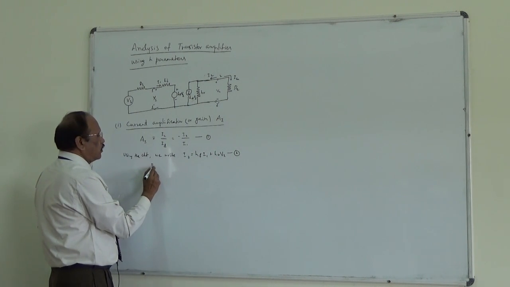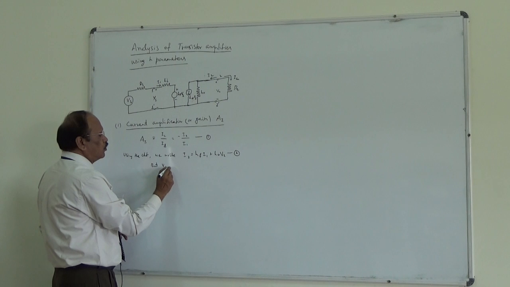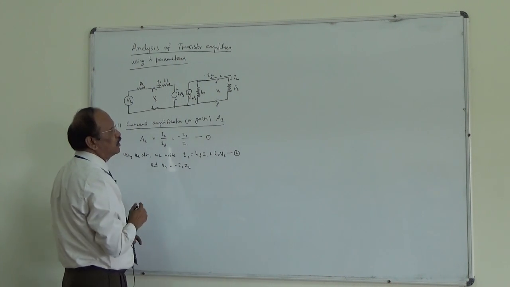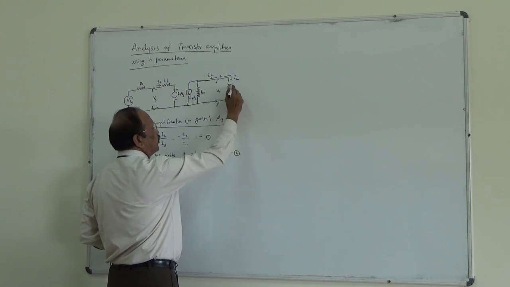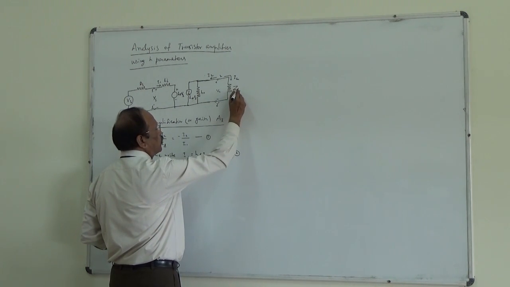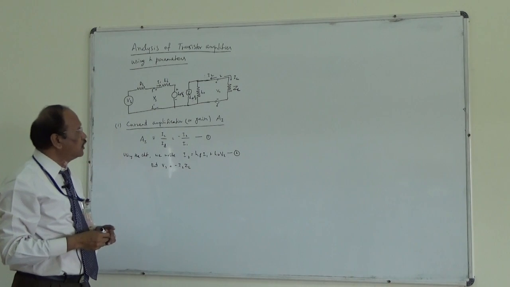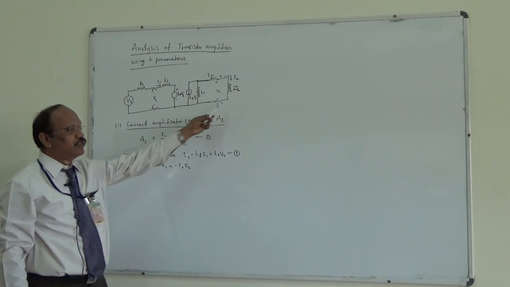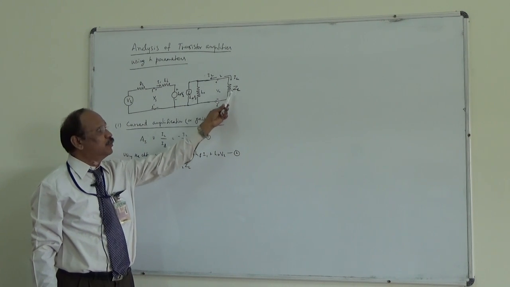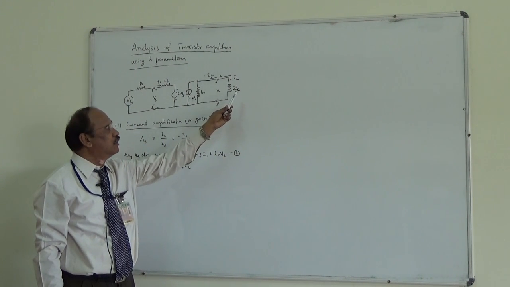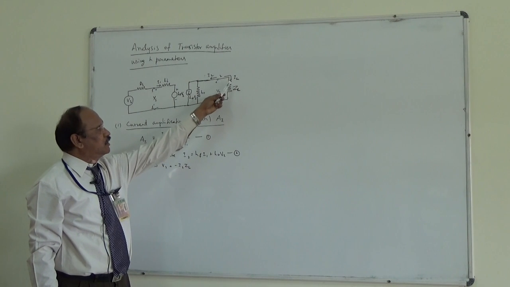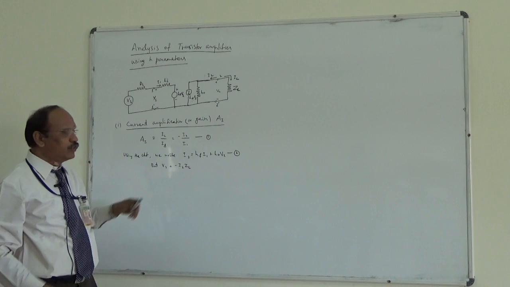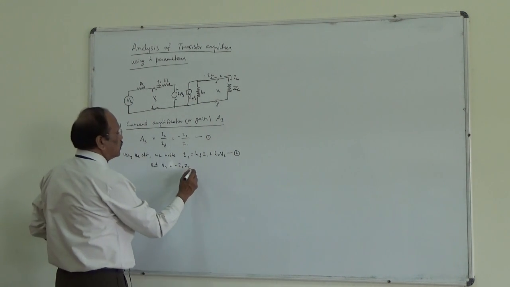But V2 is equal to minus I2 into ZL. We can replace RL by a general term, impedance. Though we consider the H parameters as real numbers at audio frequencies, we can take it in general as impedance. So let me replace that RL by ZL. Then V2 is equal to IL into ZL, but IL is equal to minus I2, so we can write V2 is equal to minus I2 into ZL.